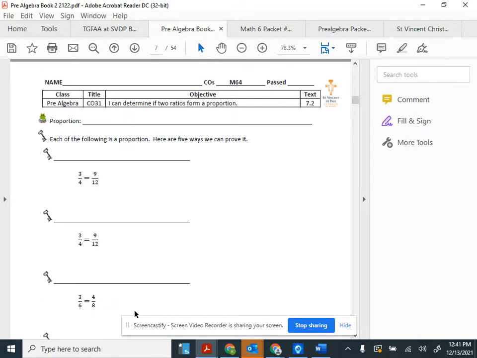So first thing we're going to do is write our definition for the proportion. A proportion is equivalent fractions. I'm going to have to use the red. Okay.